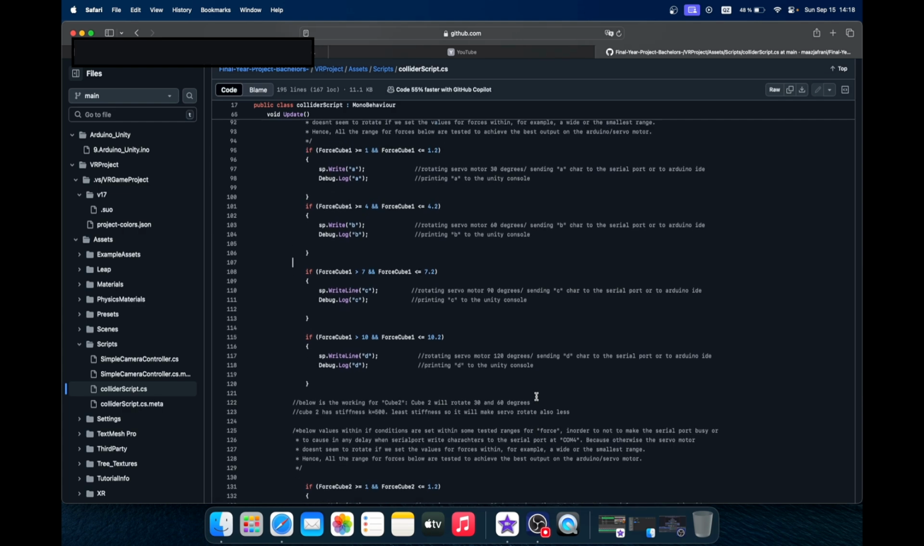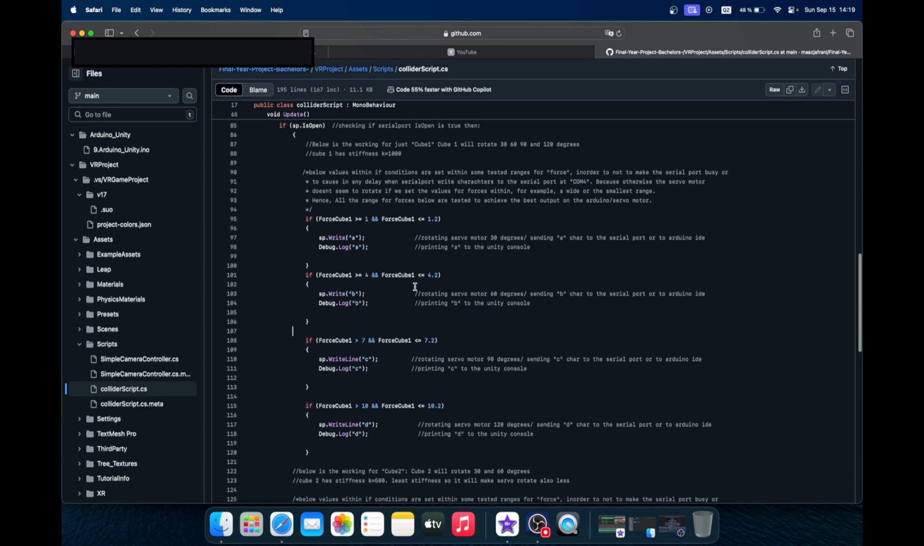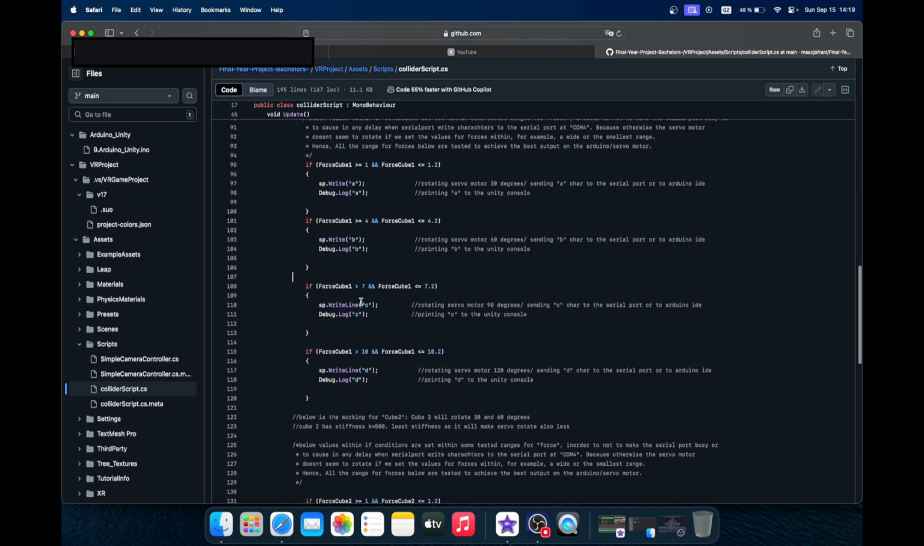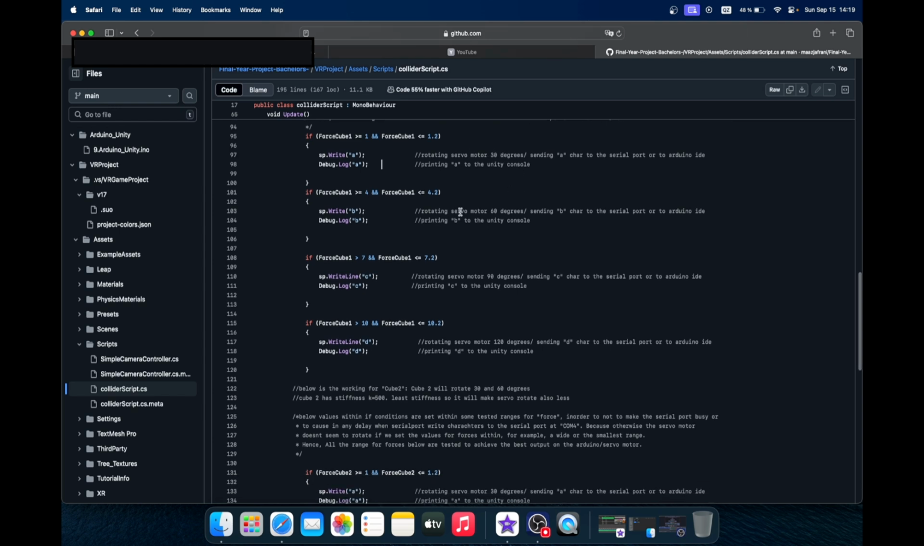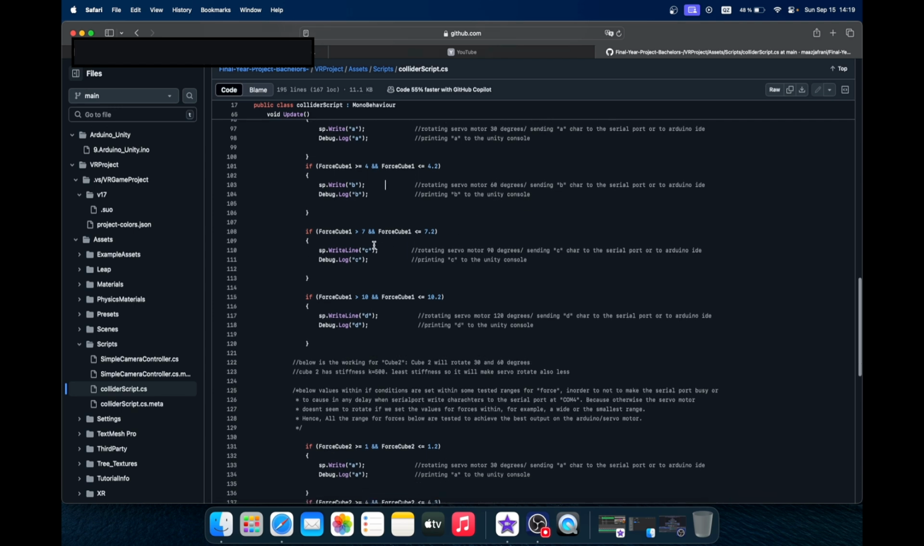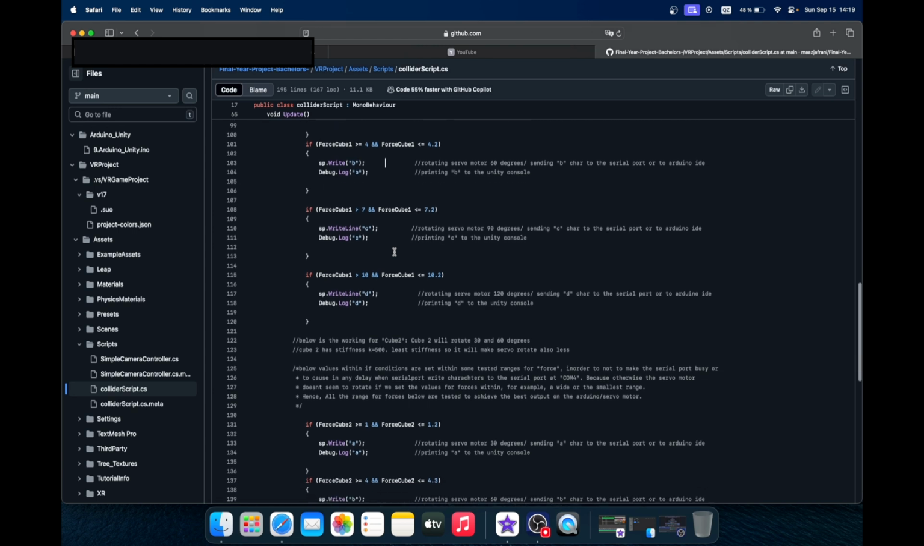So basically a servo motor was connected, an LED was also connected, and a vibration motor was also connected. In this case, from Unity I was sending character A, character B, character C, character D, which indicated different outputs, as you can see. Character A would indicate that you have to rotate the servo motor by 30 degrees. Then character B would mean rotate the servo motor by 60 degrees, then character C would mean rotate by 90, and then D by 120.